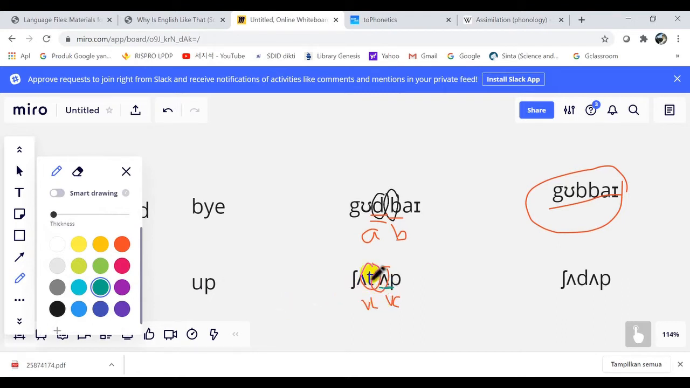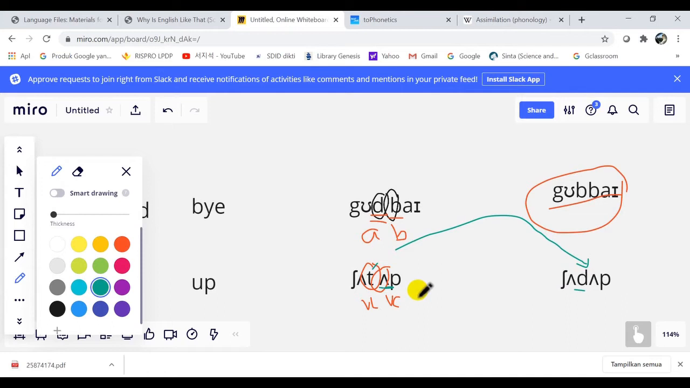So here we use the. The becomes the assimilated sound and changes into the. So people, mostly in American English, say "shut up" okay, okay, "shut up." Instead of "shut up," they say "shut up."